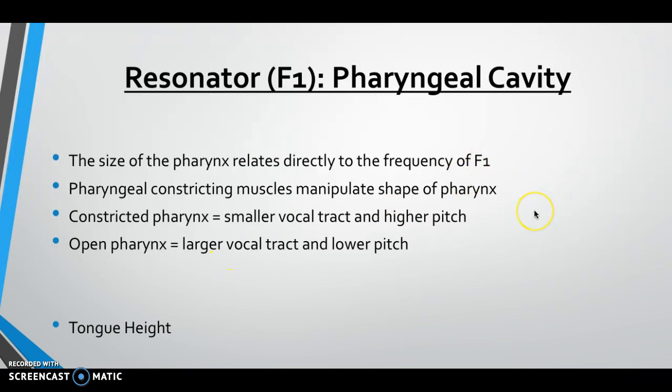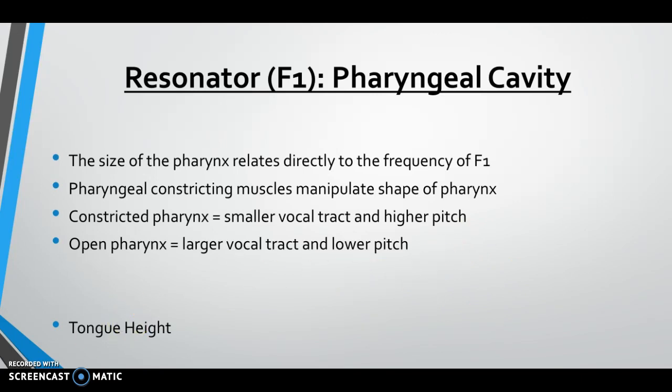So resonator 1, F1, is the pharyngeal cavity. The pharyngeal cavity changes shape from neck constricting muscles. As we know from the pop bottle, glass bottle, or wine bottle example that we used in class, the bigger the bottle is when you blow in it, the lower the pitch that is produced. So a constricted pharynx would make a smaller vocal tract and higher pitch, and vice versa, open would be lower pitched.